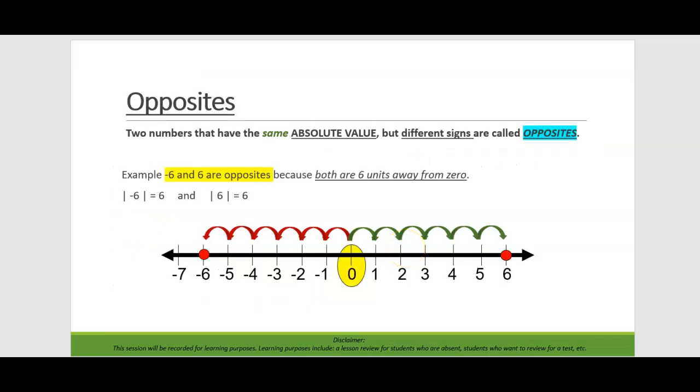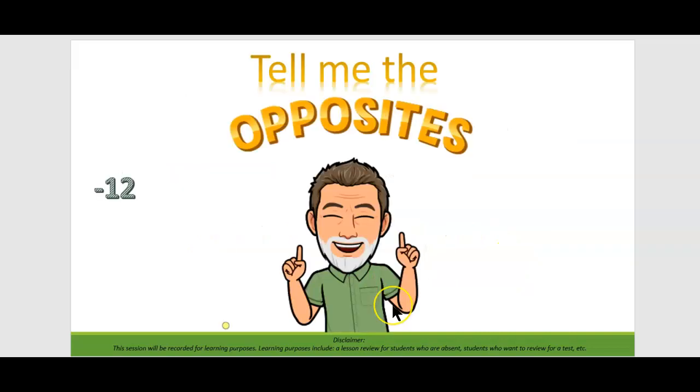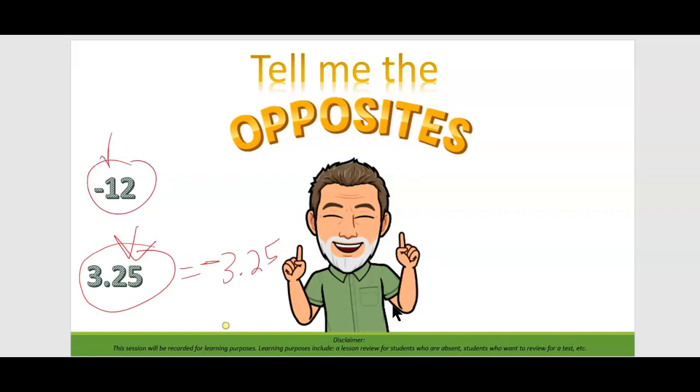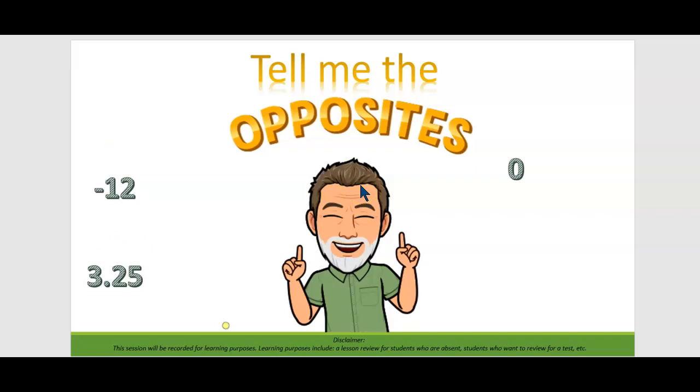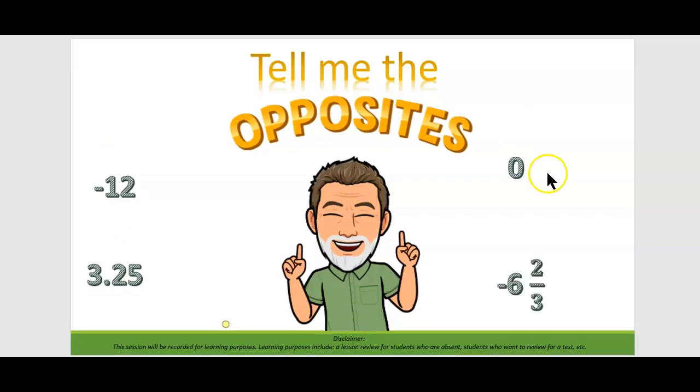Opposites. So what's the opposite of 6? Negative 6. What's the opposite of negative 6? 6. What's the opposite of 0? Gotcha. Did I get you? It's 0. What's the opposite of negative 12? Yep, 12. What's the opposite of 3.25? Yep, negative 3.25. This is a non-integer, by the way. This is an integer. Figured out the difference yet? Opposite of 0 is, we already did that, 0. Opposite of negative 6 2/3 is positive 6 2/3.